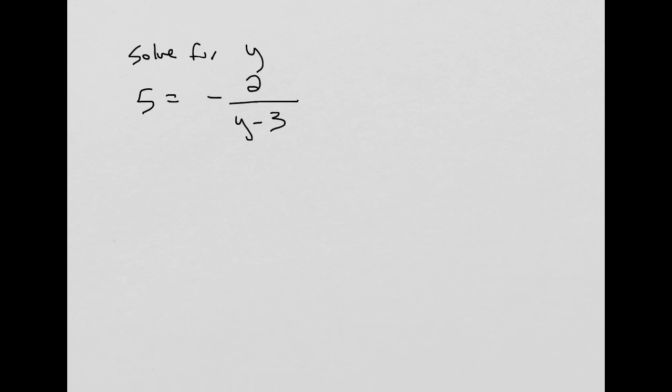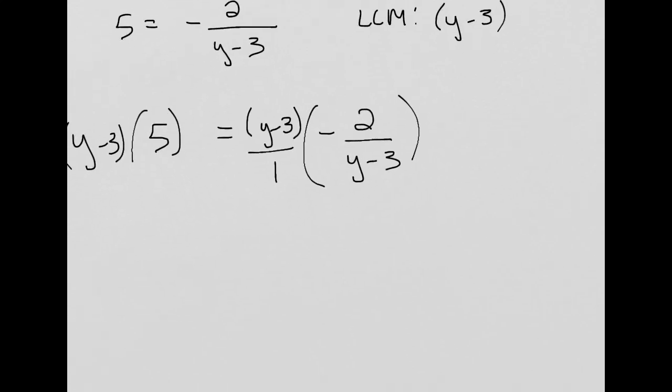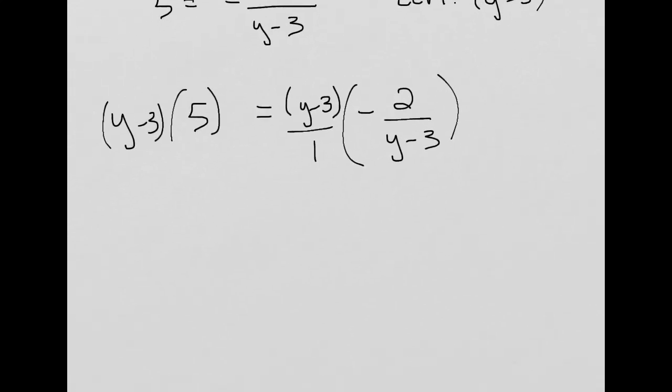Okay, so our first step, again, just like before, is to find that least common denominator. And in this case, because we only have one denominator, our least common denominator is just going to be y minus 3. So then what we're going to do, just like before, is distribute that y minus 3 to both sides of our equation. I'm just going to put both terms in parentheses, and then put this y minus 3 in front. And over here, since I have a fraction, I'm going to write that as y minus 3 over 1.